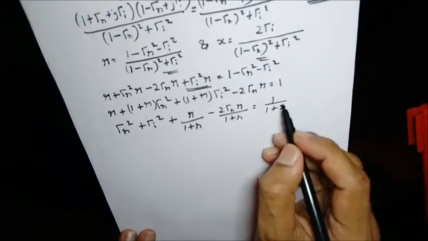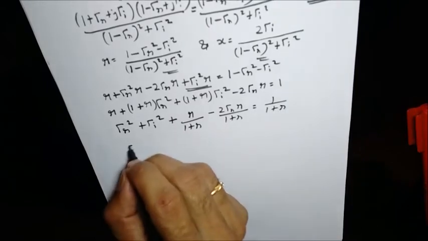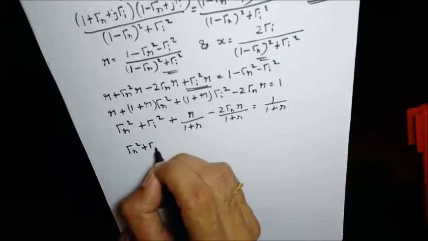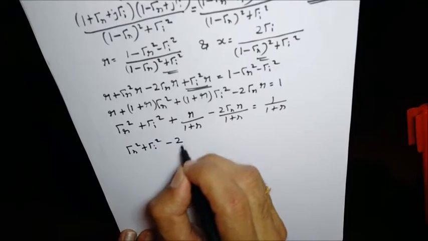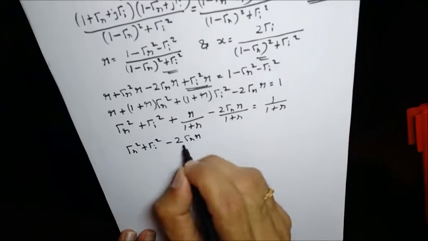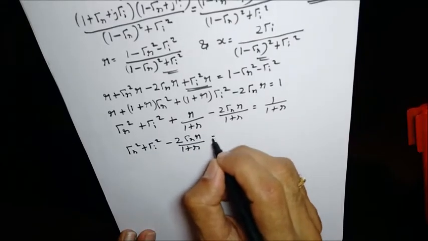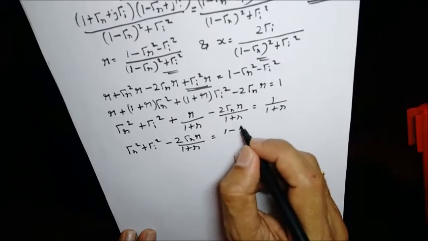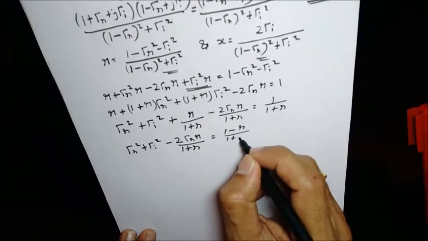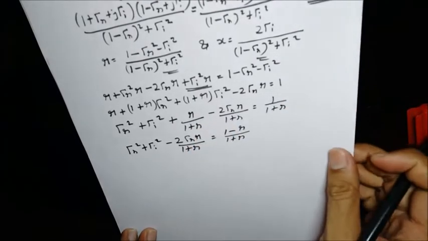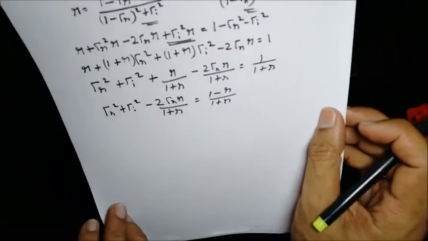And this term I can take over there. So that becomes 1 minus r by 1 plus r. So this goes over there. Right.